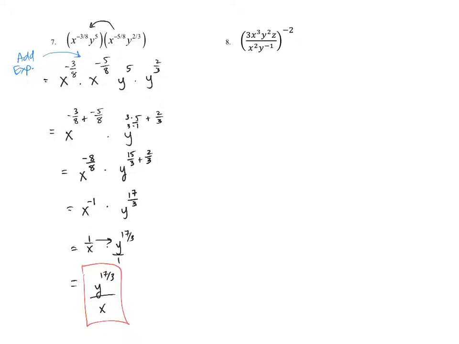All right, so I'm going to give you a chance to try this next one. What I suggest doing first is simplifying inside this parentheses and then dealing with that negative exponent. So go ahead and get started. Combine your x's, combine your y's, and simplify in your parentheses. So go ahead and pause.